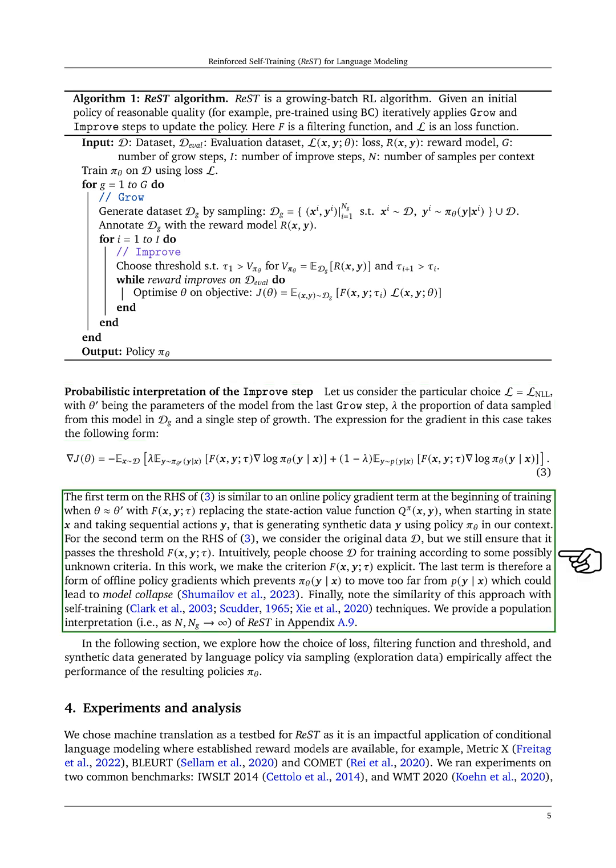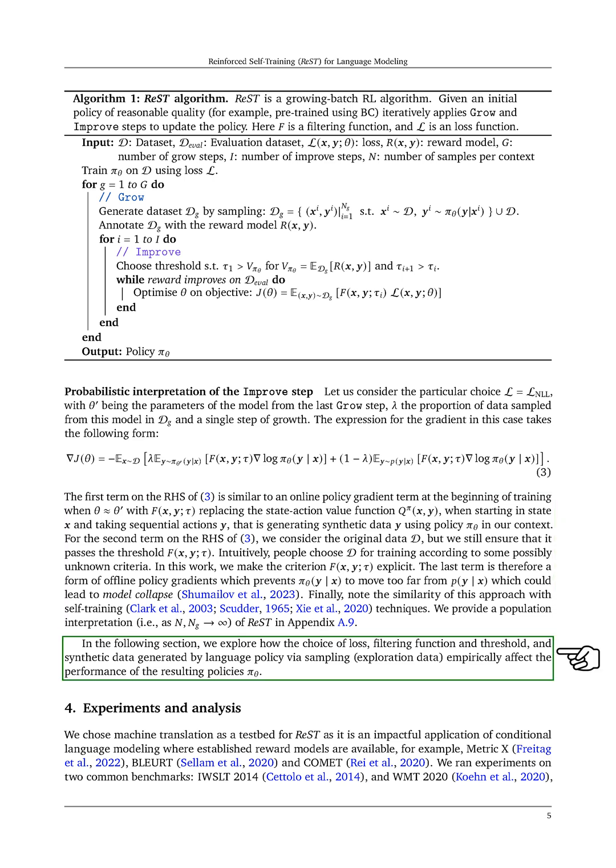The first term is similar to an online policy gradient term at the beginning of training, with a specific function replacing the state action value function. The second term considers the original data, but we still ensure that it passes a certain threshold. This term is a form of offline policy gradients which prevents the policy from moving too far from the original distribution, which could lead to model collapse. We then compare this approach with self-training techniques and provide a population interpretation of ReST.